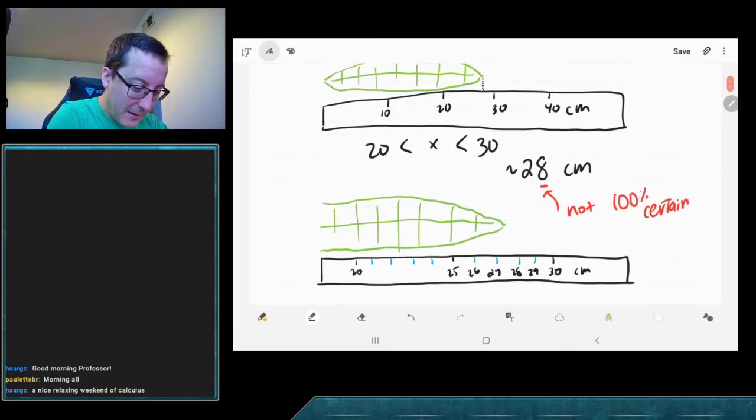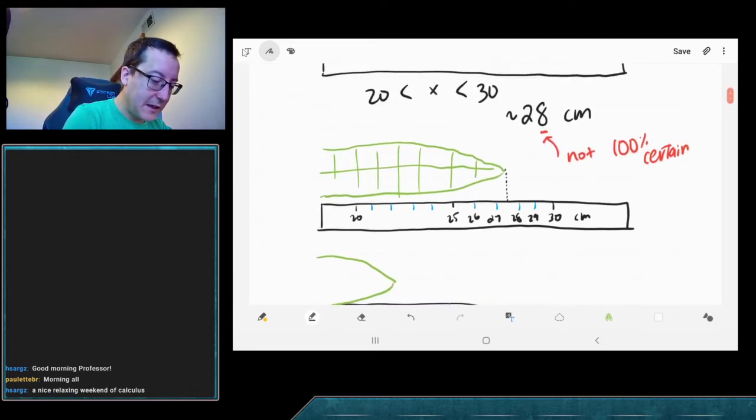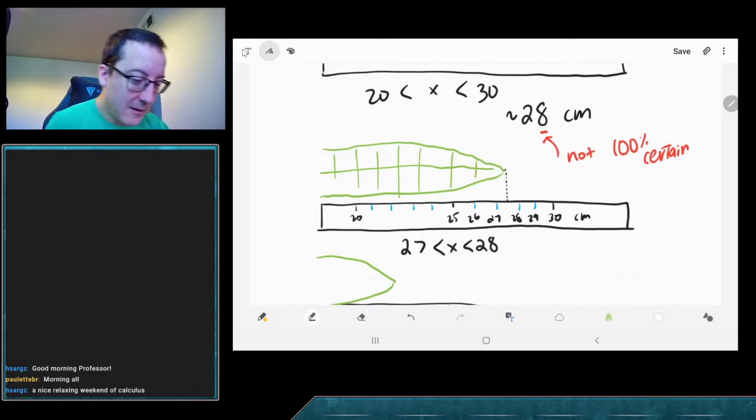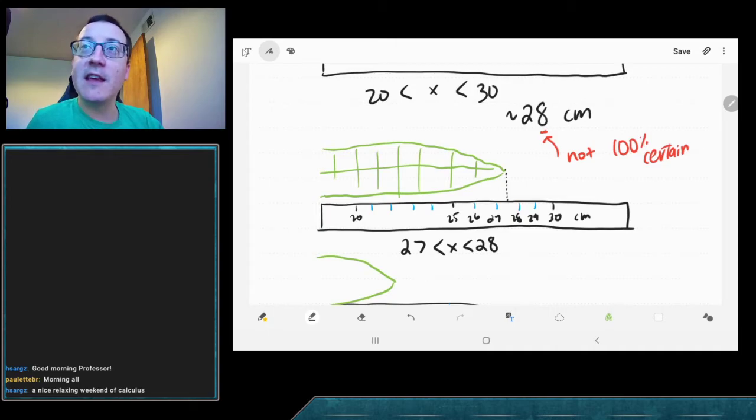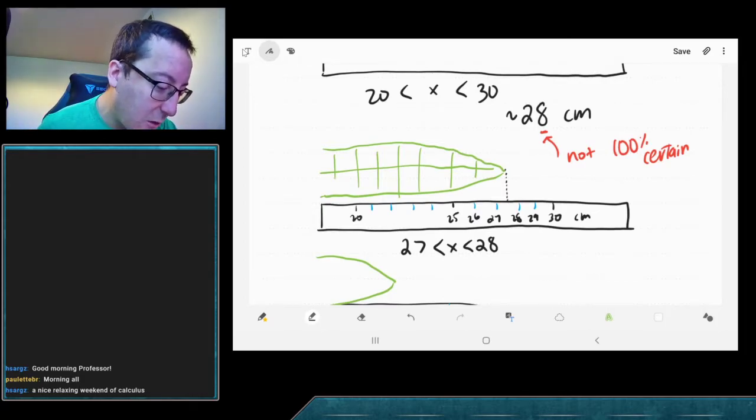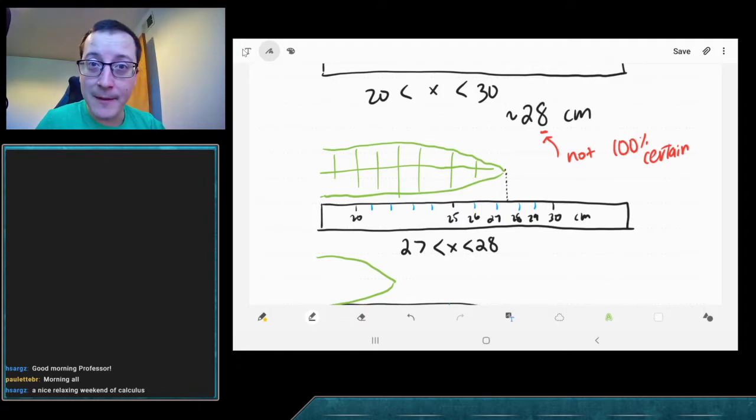And so now, if we go ahead and try and measure our leaf, we see that it's going to be in between 27 and 28 here. Before, we were only able to say it's bigger than 20, less than 30. Now, because we can see where 27 and 28 are, we can say for sure it's between those two numbers. And again, we're going to look and say it's maybe just about halfway in between those. It could be a little bit closer to 27, maybe.